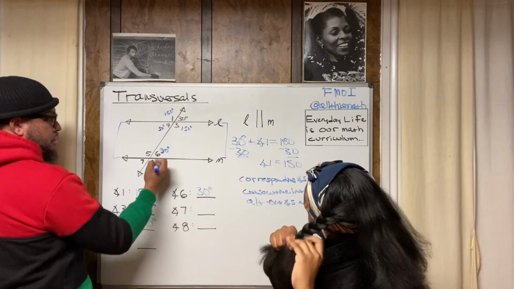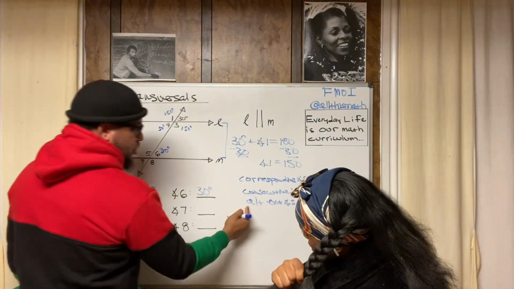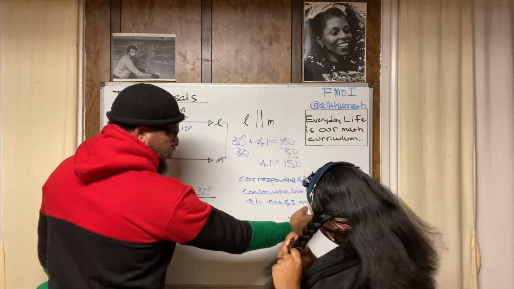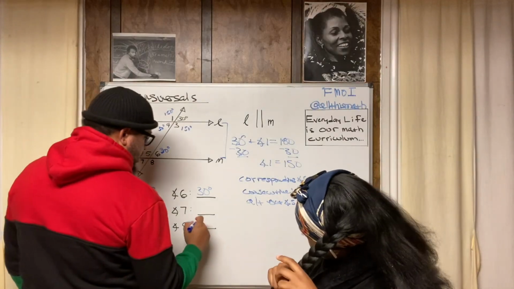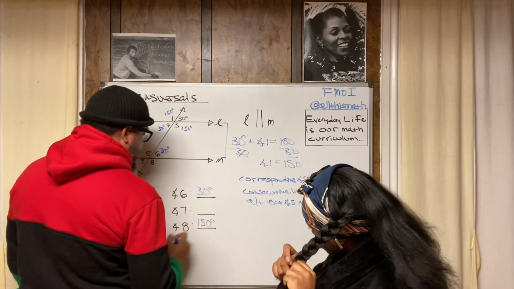There are alternate exterior angles. Alternate exterior angles are what? Congruent. 150. So angle 8 is what? 150. Right. It's just a bunch of rules. As soon as you memorize the rules, you're going to be straight.